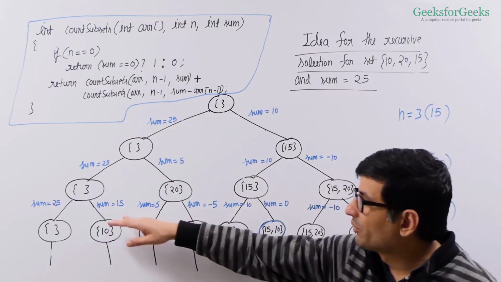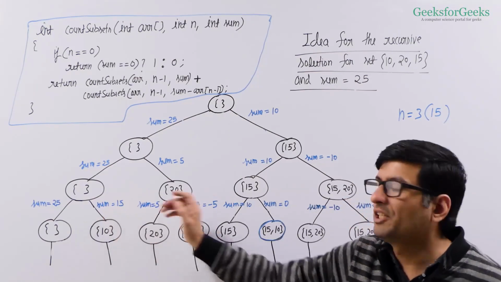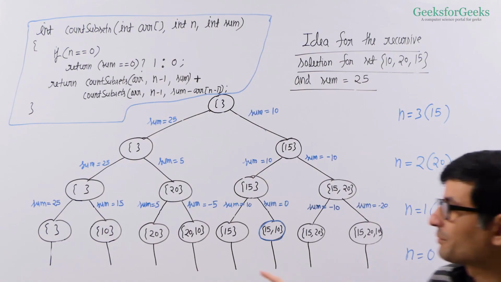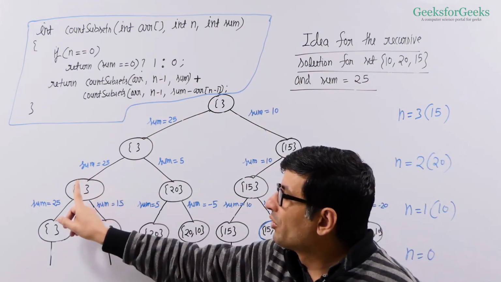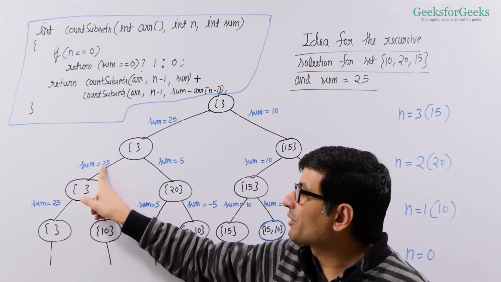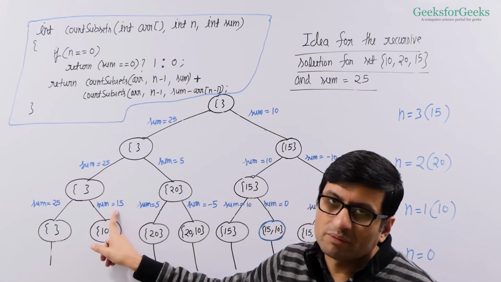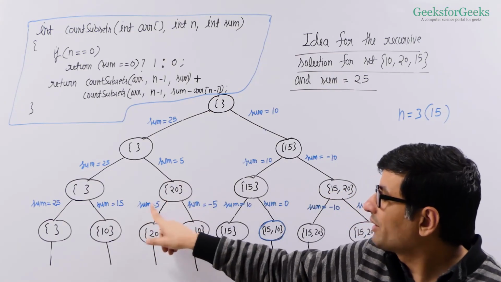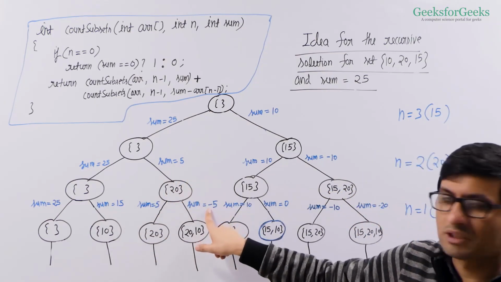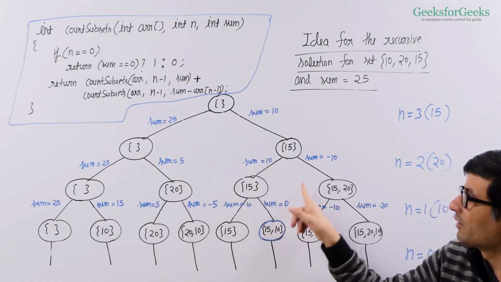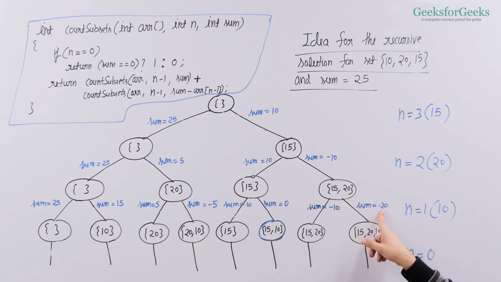Again, at the next level, we consider the next element, 10, and we consider the two choices for every subset. When we do not include it, we simply take the sum as 25. When we include it, we subtract 10 from 25, and we have the sum as 15. Here again, when we don't include it, we copy the sum as 5. When we include it, we subtract 10 from the sum, and we get minus 5. Here again, copy and subtract 10, copy and subtract 10.